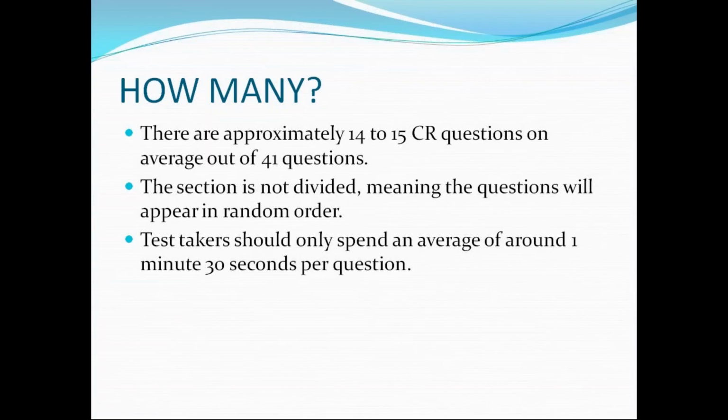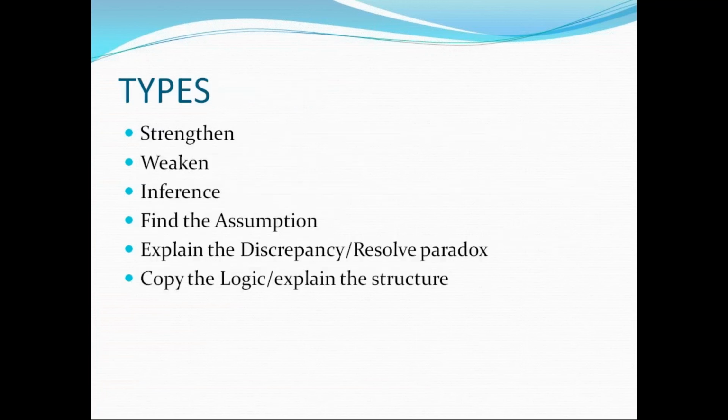Right, so as you know already, there are approximately 14 to 15 CR questions on average out of 41 questions in the verbal. The section is not divided, meaning the questions appear at random. Test takers spend about 1 minute 30 seconds per question. Now, these are the different types of critical reasoning questions.